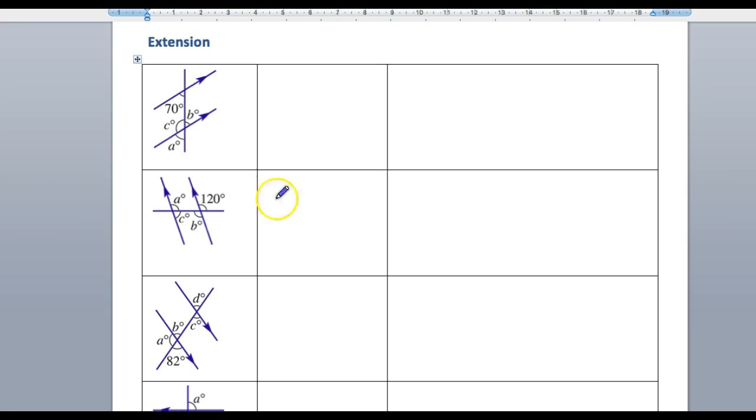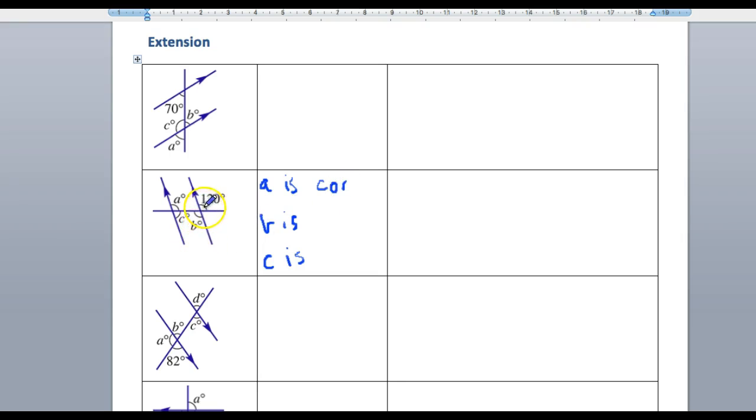All right, let's go through the next one. So I can see, let's just do it in order. So A is, I want you to think about it, B is, and C is. So you should really by now know what A is. So here's 120, here's A, it's corresponding.